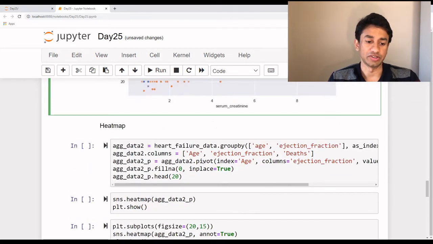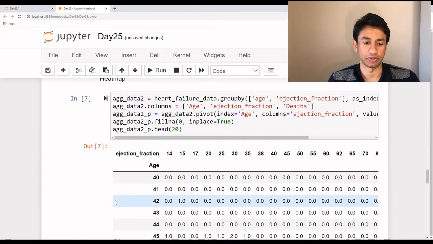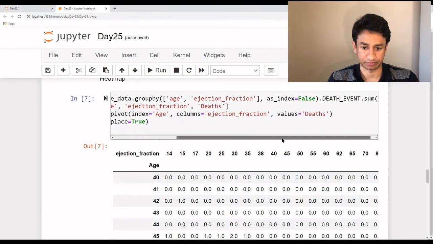So the next one is a heat map. A heat map is really good for seeing some kind of trend. So we are going to see how to implement a heat map using the Seaborn package. In order to print the heat map, I'm going to slightly modify the data. I'm going to show you what I'm doing. I'm going to use the age of the patients as well as the ejection fraction, the amount of blood pumped out of the heart in a single beat.